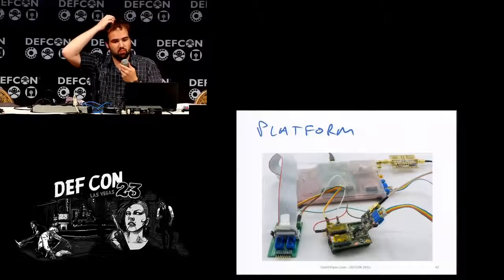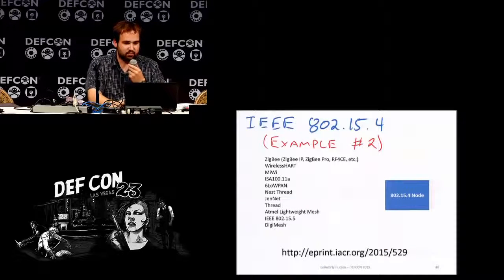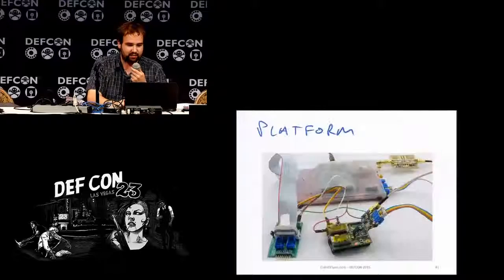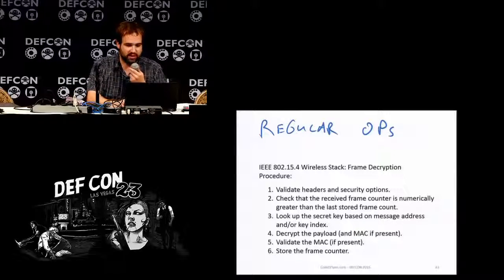What makes us able to do this is, I guess I'll talk about this first, the 802.15.4 wireless stack. All of these protocols have a lower layer running this 802.15.4 wireless stack, and it defines how you deal with messages. So if you send it a message that claims to be encrypted, it's going to do some basic validation of the headers and security options. And it's then going to check a few things. It's going to check that what they call the received frame counter is greater than the last stored frame counter. That's just to avoid replay attacks.